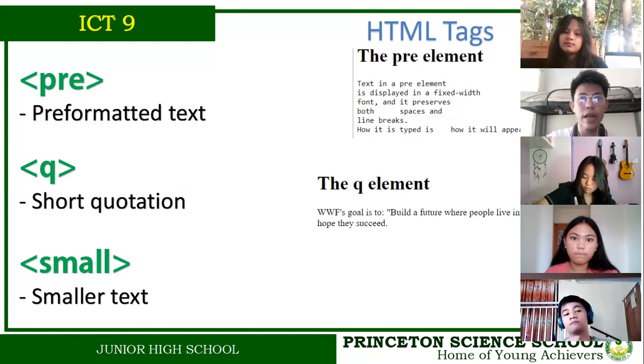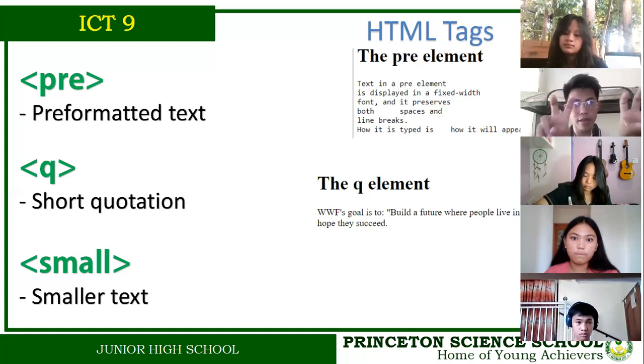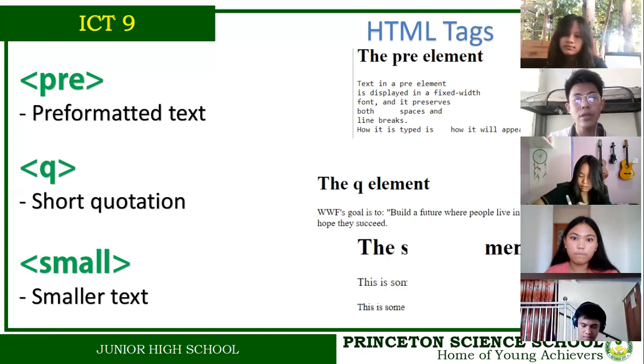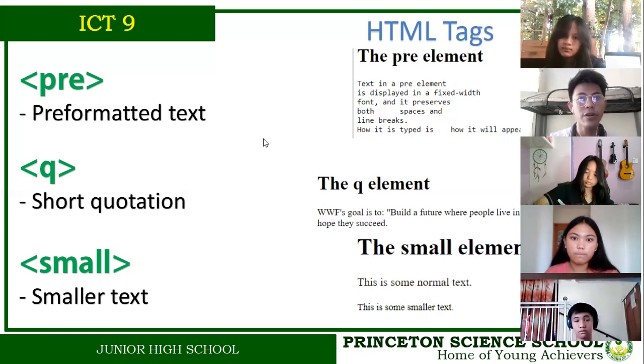Next is the Q tag or short quotation tag. So this tag just encloses a group of words with a quotation mark. Okay, so the double line at the top. So that is for the Q tag. And the small tag. So if we have the bold tag, the italic tag, we have the small tag, which of course turns the text or the selected texts smaller. Okay, so that is the small tag.